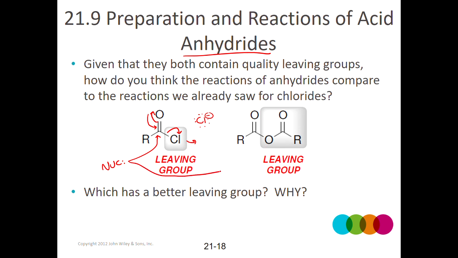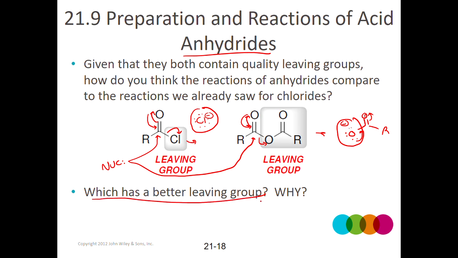The same thing could happen here. Push the electrons up, they'd swing back down and push out this leaving group. And that leaving group would have a negative on an oxygen. So is it more stable to have a negative on a chloride or on an oxygen if the oxygen is stabilized by resonance? How do we judge the stability of a negative charge?